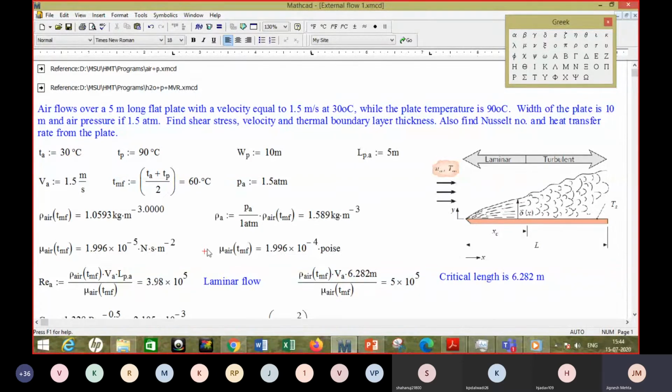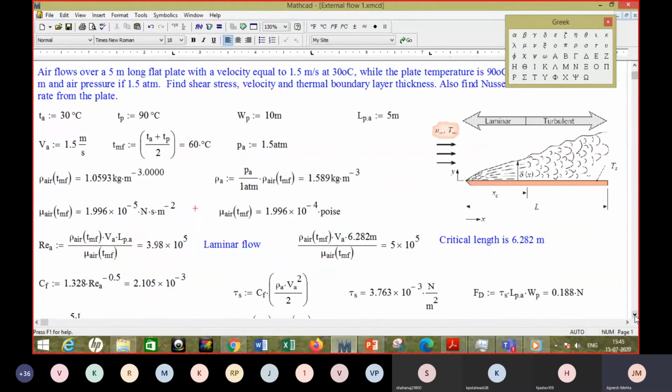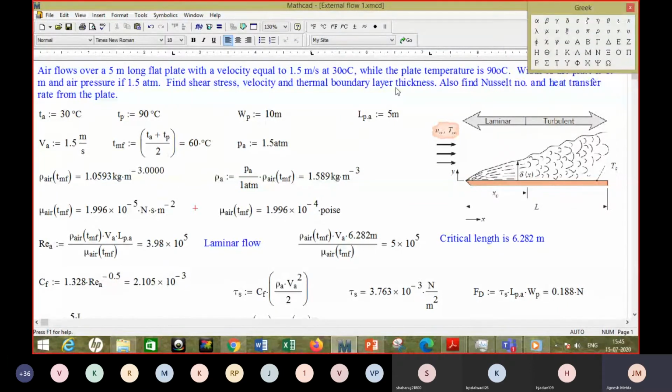So that's the density and dynamic viscosity that you are going to use. Now, what do you first want to find out? You want to find out the shear stress and then the thickness of the boundary layer, etc.